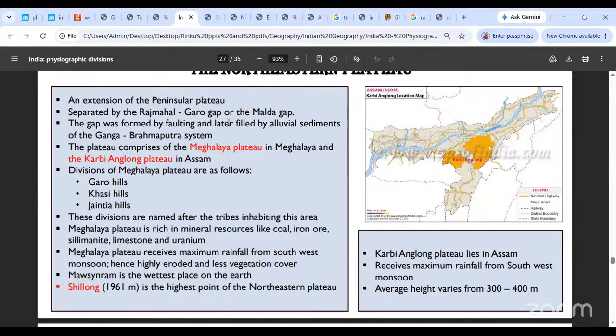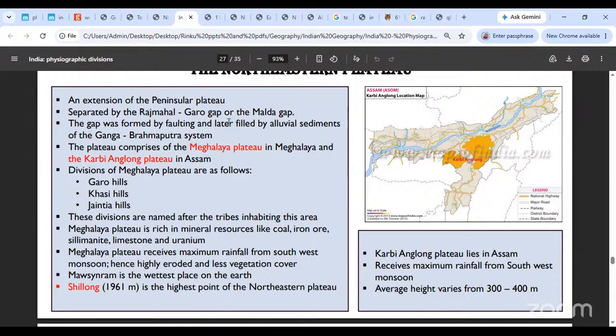So the Meghalaya plateau, or Shillong plateau, in Meghalaya, and the Karbi Anglong plateau in Assam. Divisions of the Meghalaya plateau are called Garo, Khasi, Jaintia. We've known these hills before, no? They are named after the tribes that live over there. Meghalaya plateau is really rich in coal, iron, sillimanite, limestone, uranium, famous for that. It is also famous for receiving a high amount of rainfall from the southwest monsoons. India's highest rainfall, the world's highest rainfall, we get here in Mawsynram. Cherrapunji earlier, Mawsynram later.